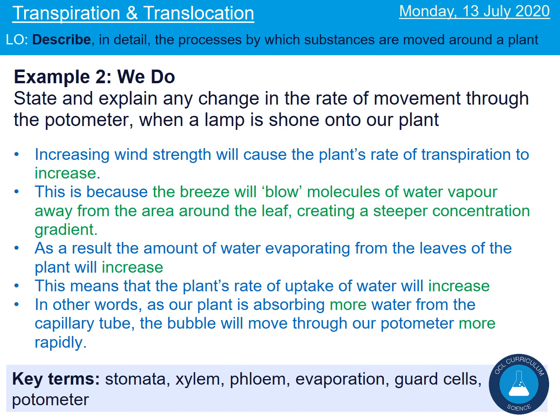We can see then that with increasing wind strength, our rate of transpiration goes up. More specifically, this is because the wind will blow or remove water vapor molecules from the area around the leaf, giving a steeper concentration gradient and causing water vapor to move out more rapidly. If our rate of transpiration goes up, our rate of water uptake will also increase, causing the bubble to move along the length of the potometer more rapidly.